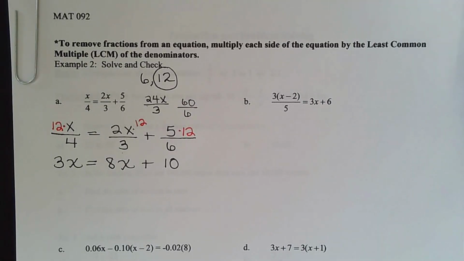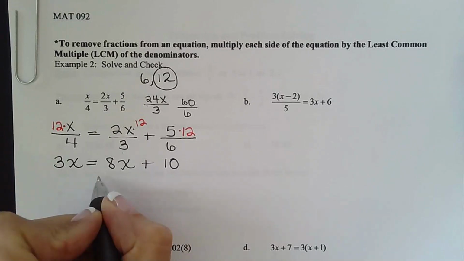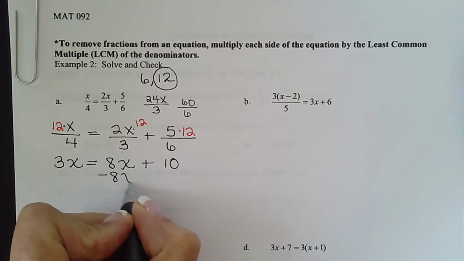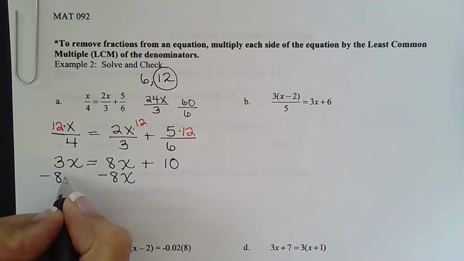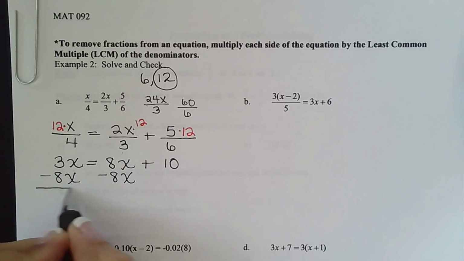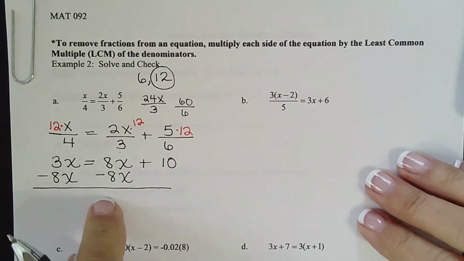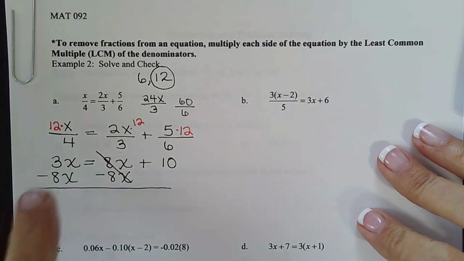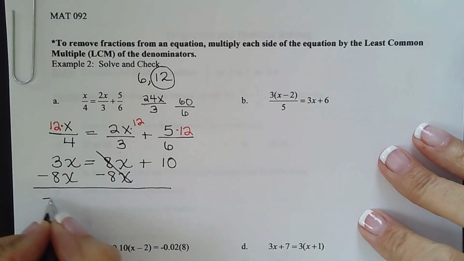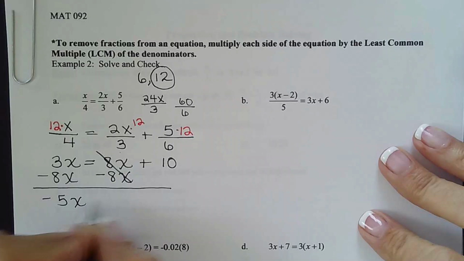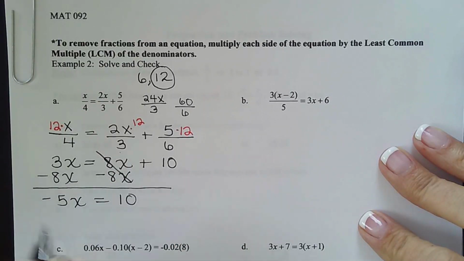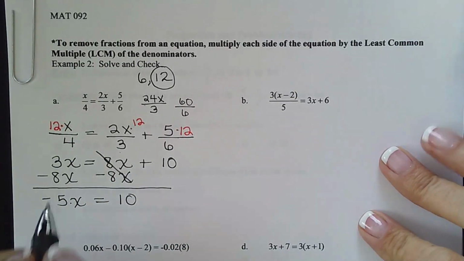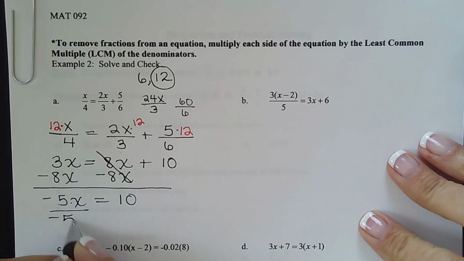So we need all of our x's on the left. So that would be minus 8x minus 8x, because we are crossing the equal sign, so we have to make sure that we do the opposite. 8 minus 8, 0. So 3 minus 8 is negative 5x equals 10. The opposite of times negative 5 is divide by negative 5.